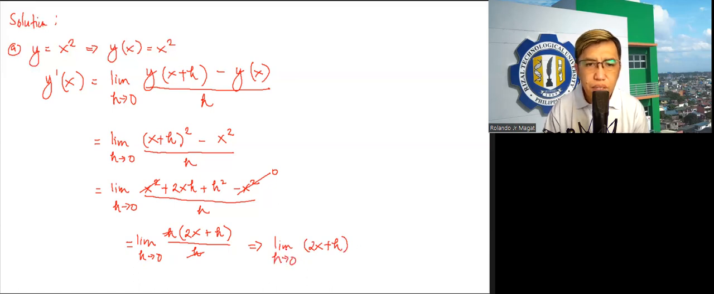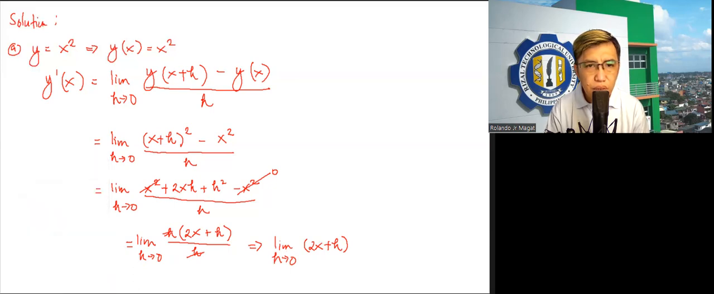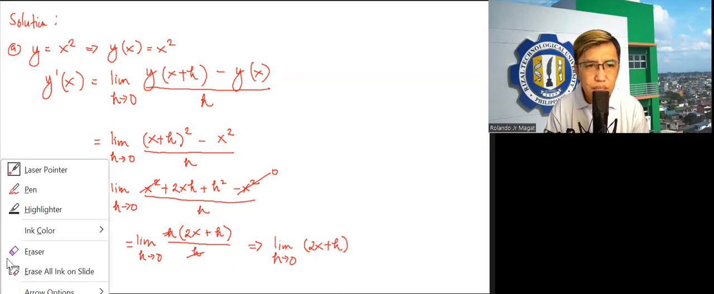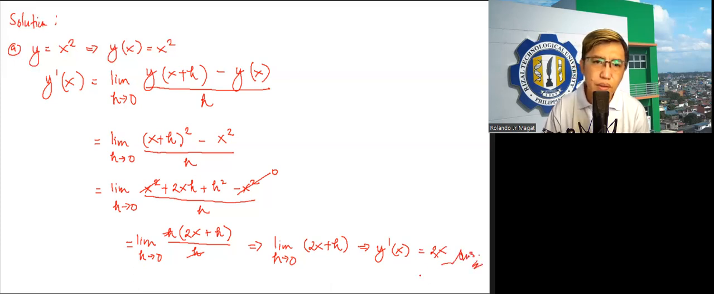Now, whenever h approaches 0, we know that this becomes 0. So what we have now is 2x. Okay, so therefore the derivative of y of x, which is y prime of x, is 2x, and this is the answer.